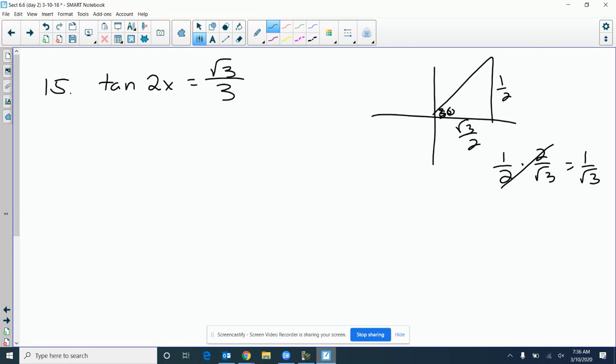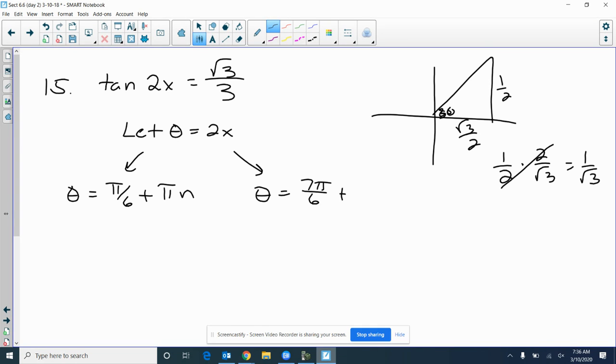So it's 30 degrees, and then what would be the other angle in quadrant 3? 210, but 30 degrees, so hold on, let theta equal 2x. So theta equals pi over 6 plus what for tangent? Plus pi n. And then the second angle is 7 pi over 6 plus pi n. But for tangent and cotangent, what do we say happens? They're going to overlap. You're going to get the exact same set of angles because of the period. Because pi over 6 plus pi is 7 pi over 6. So you don't need that second set of answers.